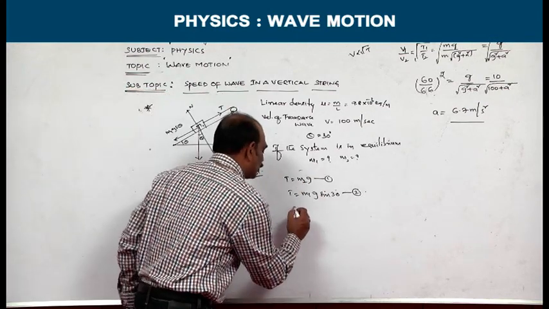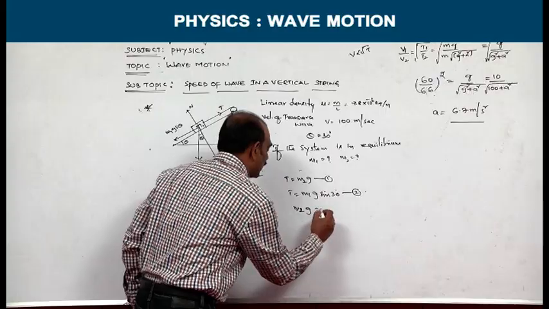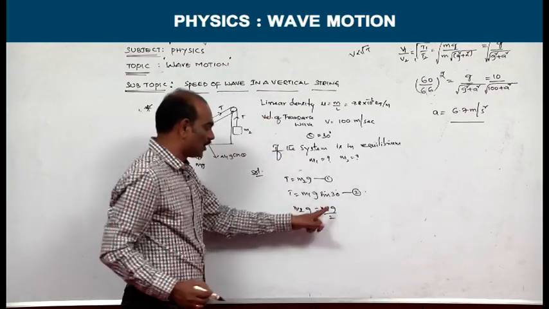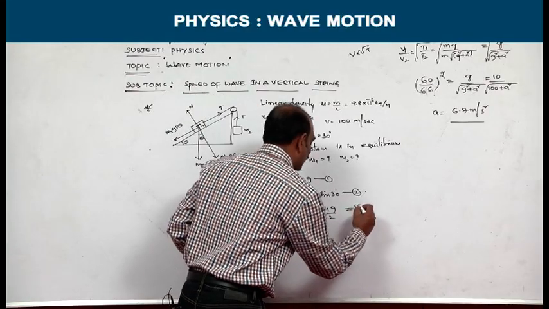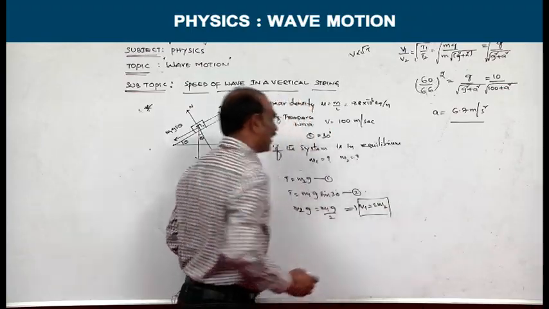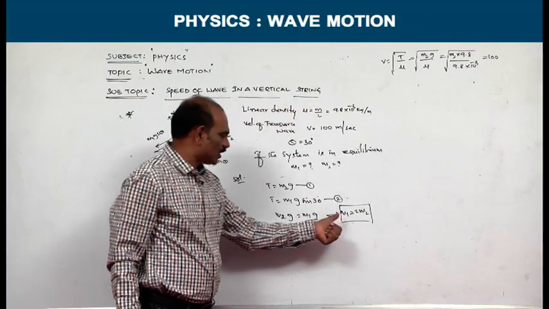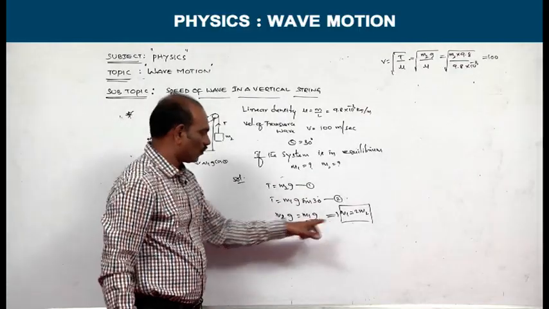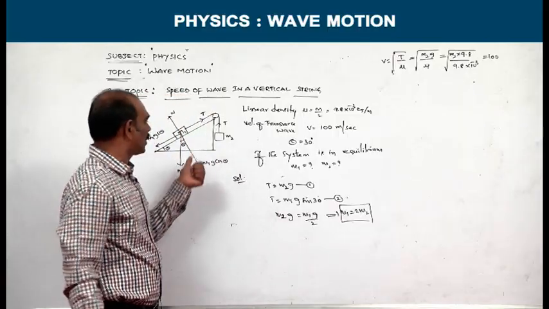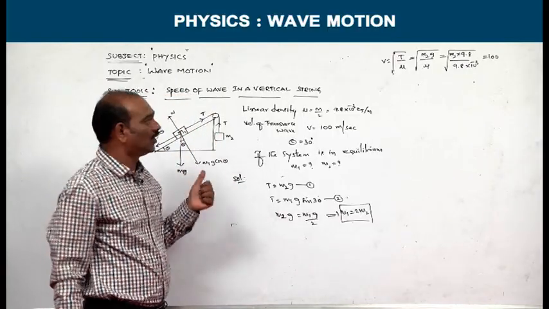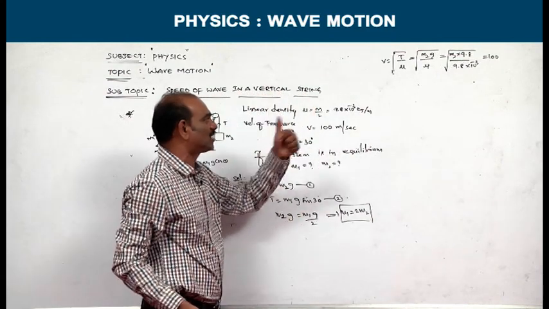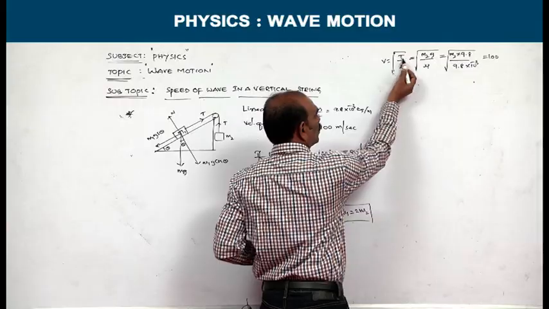From equations 1 and 2, m2g is equivalent to m1g sin 30, whose value is 1 by 2. So g gets cancelled, and from this m1 is equivalent to 2m2. So from equations 1 and 2, we got the relation between m1 and m2 as m1 is equivalent to 2m2. Now we want to find the m1 and m2 values. He gave in the problem that the speed of the transverse pulse is 100 meters per second. V is equivalent to root T by mu.